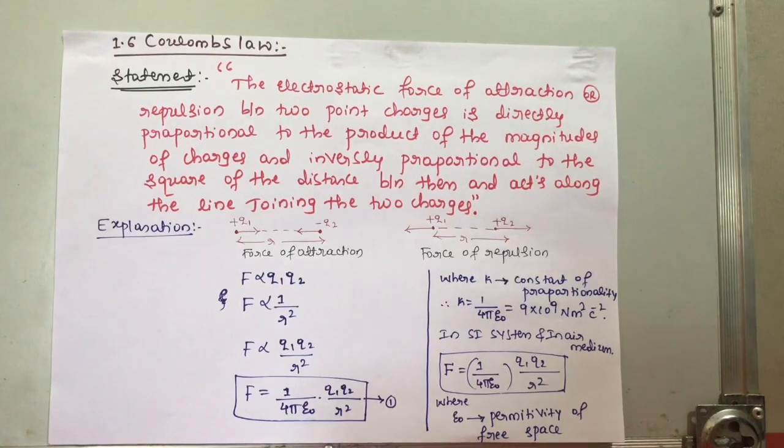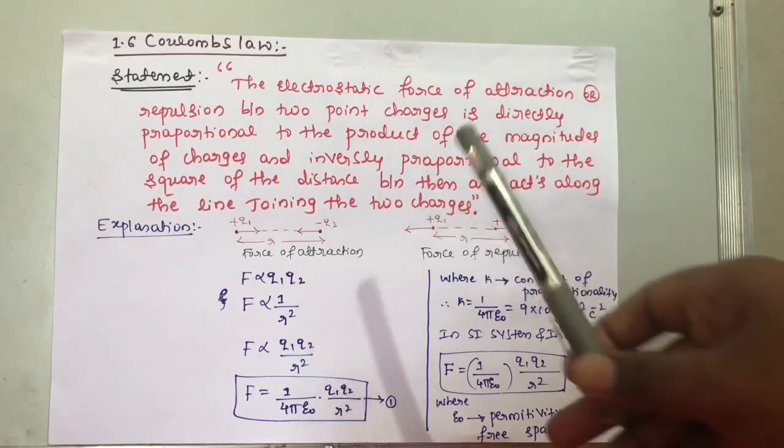It states that the electrostatic force of attraction or repulsion between two point charges is directly proportional to the product of the magnitudes of the charges and inversely proportional to the square of the distance between them, and acts along the line joining the two charges. This is the statement of Coulomb's law. It looks like the universal law of gravitation, but there we use two bodies of masses, whereas here we are using two point charges.